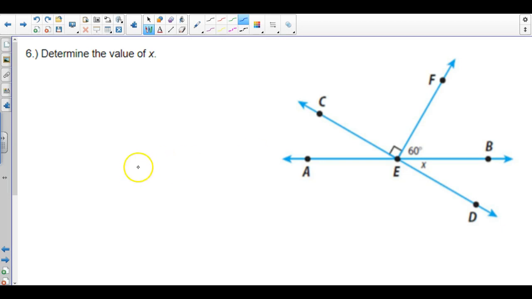Alright, next one. This diagram is overwhelming. I'm already having a panic attack. There's a lot of stuff going on here. I have a couple of intersecting lines. I have a ray shooting out from point E going in the direction of F.